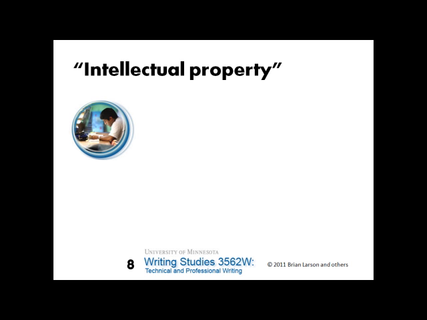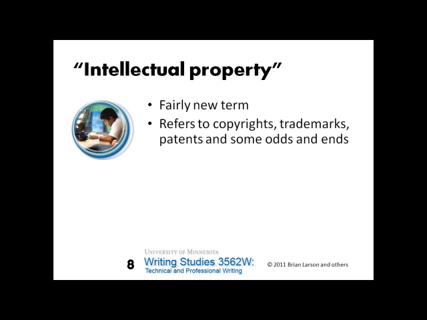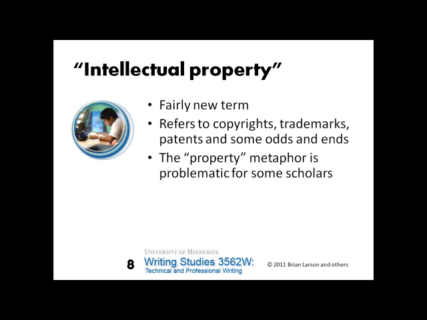So, you've probably heard the term intellectual property used to refer to copyrights, trademarks, and patents. The term has been around for at least 150 years, but it did not come to be used as an umbrella term for these three topics until after the middle of the 20th century. As it is used now, intellectual property refers to copyrights, trademarks, patents, and some other odds and ends, including things like trade secrets. The use of the word property in this expression does raise concerns for many scholars and commentators.